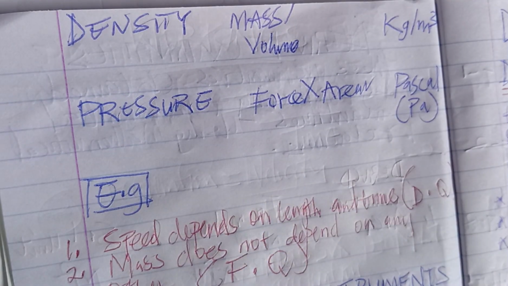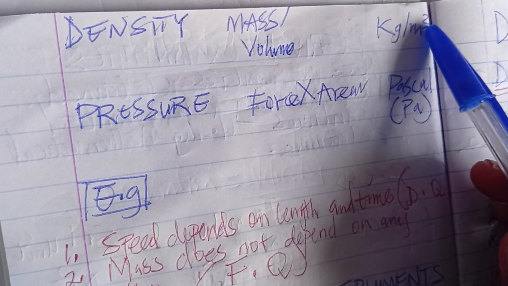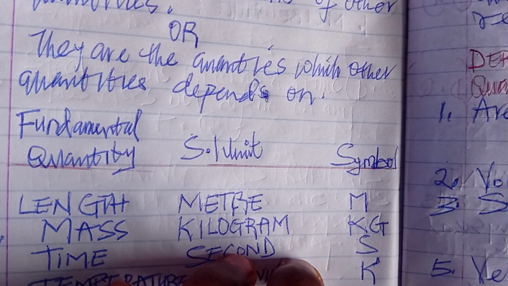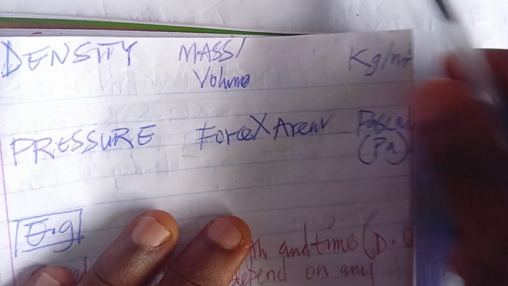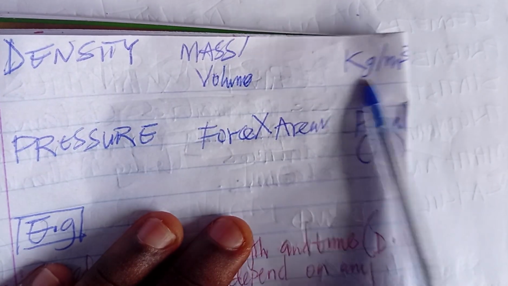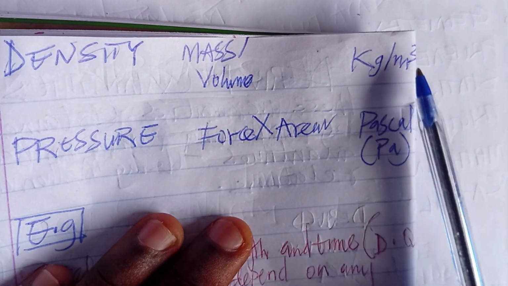Another thing I can also tell you is density, mass over volume, which is kg per meter cube. Remember that volume is m cube, right? Let me show you. Volume is m cube, right? So when you say that density is mass over volume, this will give you kg per meter cube. That is the unit. The unit of mass is kg and the unit of volume is meter cube.